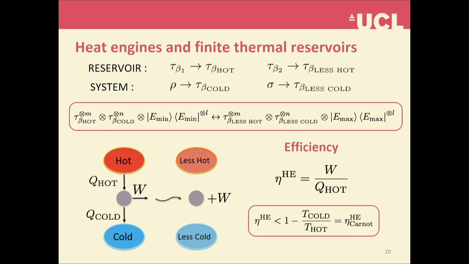The efficiency is given by the work I extract divided by the heat, or the energy, that I extract from the hot reservoir. And what we find is that the efficiency is always lower than the Carnot efficiency, meaning that whenever we consider finite thermal reservoirs, our engines cannot perform an optimal work extraction, because, I guess, of the change in temperature between the initial state of the reservoirs, they were hot and cold, and the final temperature, so less hot, less cold, let's say.